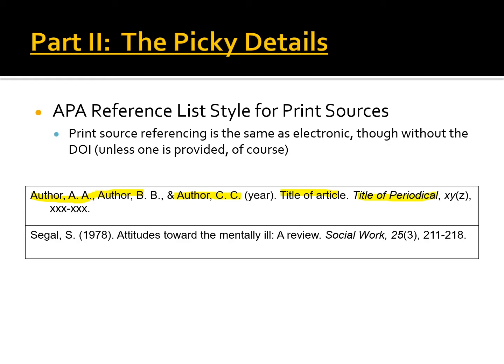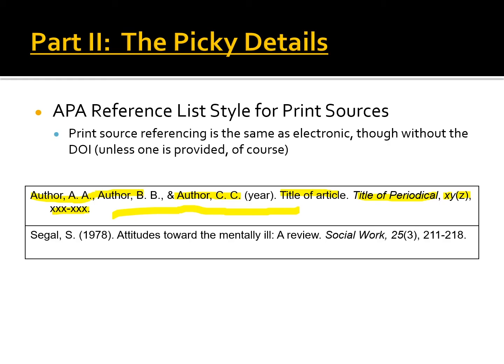So it's basically exactly the same, where we follow this author A, author B, author C approach with the title of the article not italicized and in sentence case, the title of the periodical italicized and in title case, the volume number italicized and the issue number not, and then the page number. So it's exactly the same. Just notice that there is no DOI provided here because, of course, one is not available.